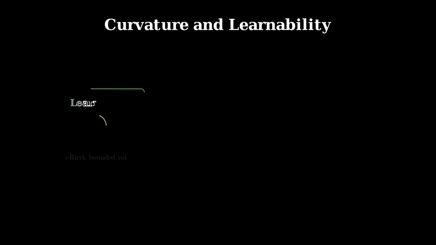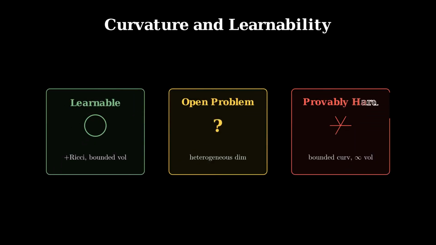They identified three regimes. First, manifolds with positive Ricci curvature and bounded volume, like spheres: these are efficiently learnable. Second, manifolds with bounded curvature but unbounded volume: these are provably hard. Third, heterogeneous manifolds with mixed properties: this is real-world data, and remains an open problem.